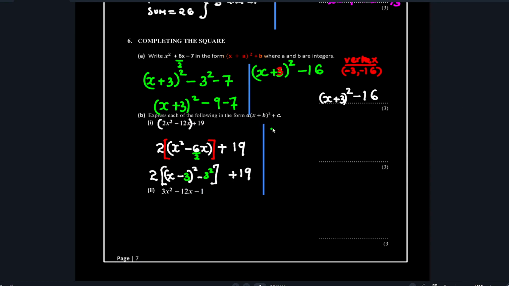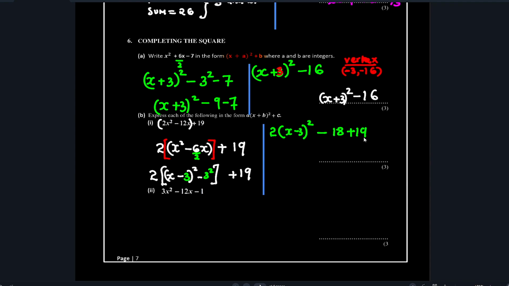Then this is going to translate to 2 into x minus 3 squared, because 3 squared is going to be 9. That 9 times 2 is going to be 18. So we shall subtract 18 plus 19.